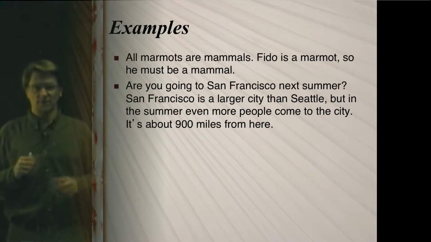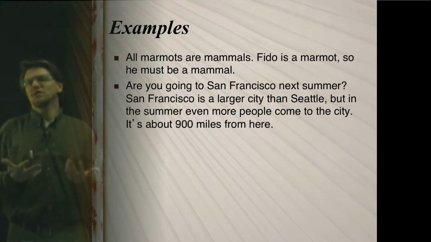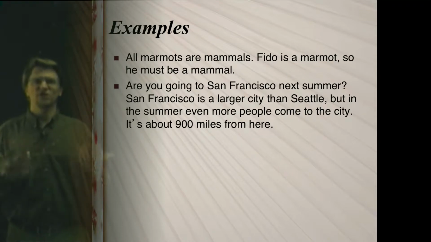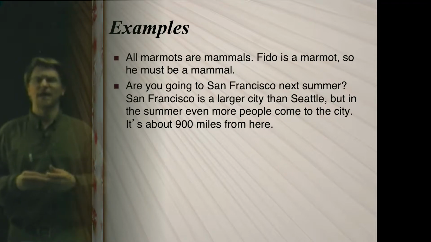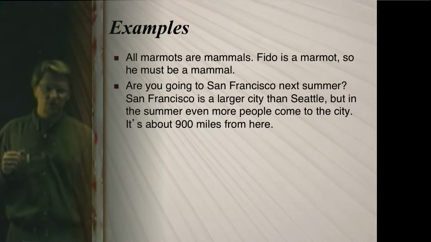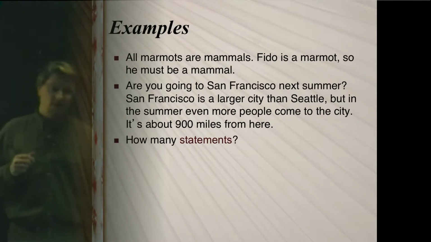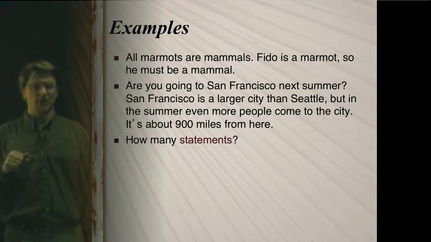And here's another one, a short passage. Are you going to San Francisco next summer? San Francisco is a larger city than Seattle, but in the summer, even more people come to the city. It's about 900 miles from here. Okay, so these are 2 short passages, and we can think about a couple of questions with regard to them. First of all, we can ask how many statements are in each.